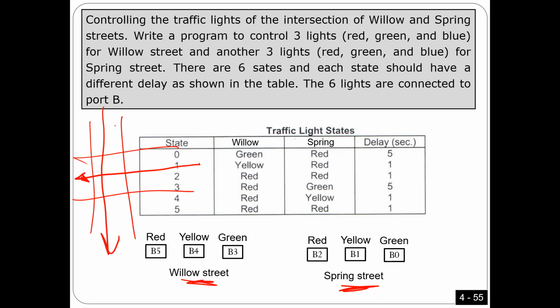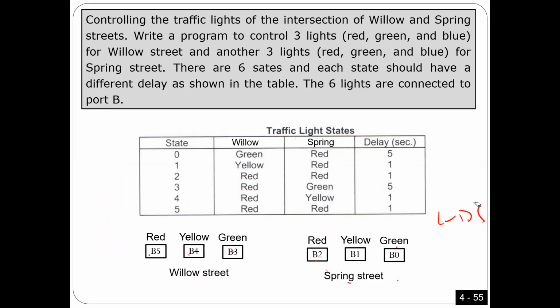Here I'm going to use 6 LEDs, as you see here. The first LED means green for Spring Street, yellow for Spring Street, red for Spring Street, and then green, yellow, red for the other. So I'm going to use 6 LEDs, 3 colors for one street and 3 colors for the other street. I'm going to tell you how it should work.